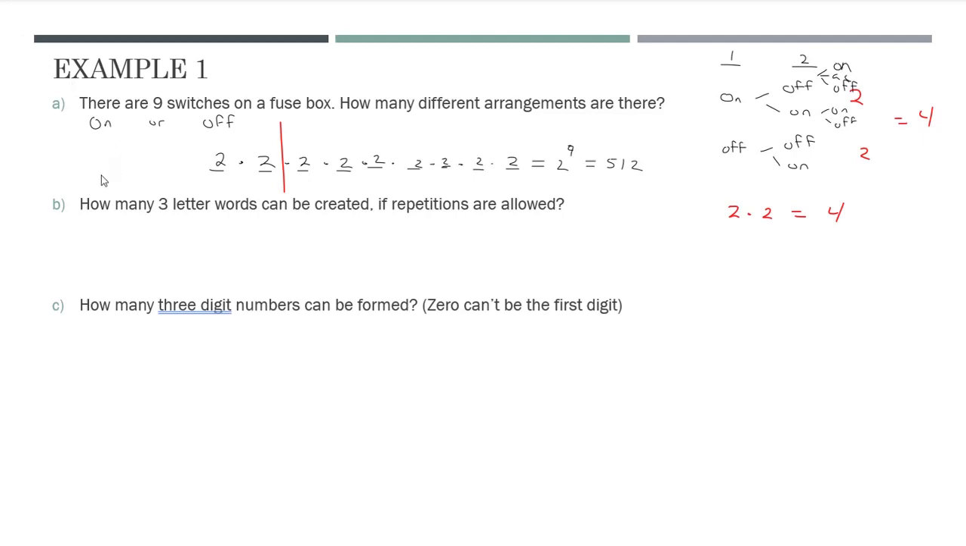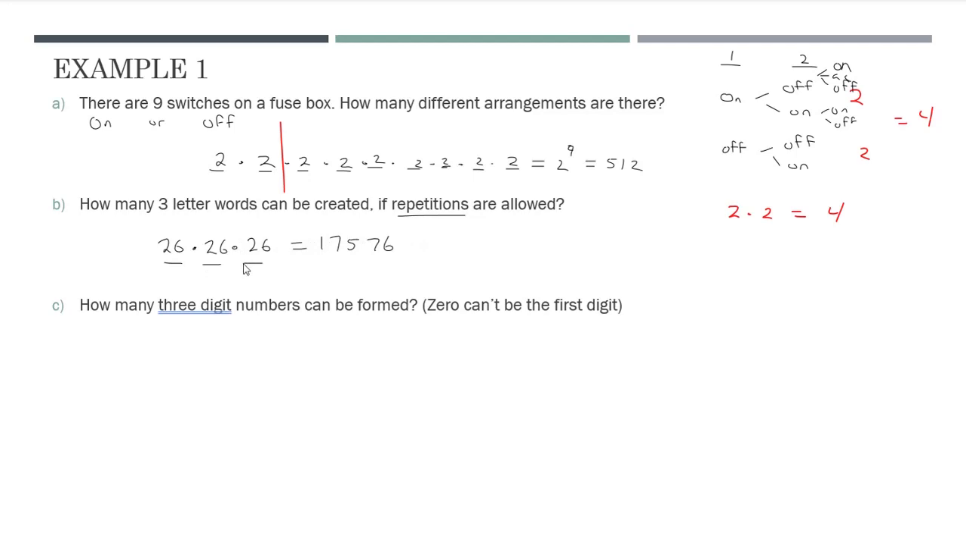Let's take a look at letter B then. How many 3-letter words can be created if repetitions are allowed? So we've got 1, 2, 3 letters. There's 26 letters in the alphabet. So we've got 26 letters as our first choice. It says repetitions are allowed, so that means we're allowed to use the same letter again. So I've still got 26 letters for the second choice. Third choice, same thing. So we're going to use the fundamental counting principle. So it's going to be 26 times 26 times 26, which gets you 17,576 different permutations of this.